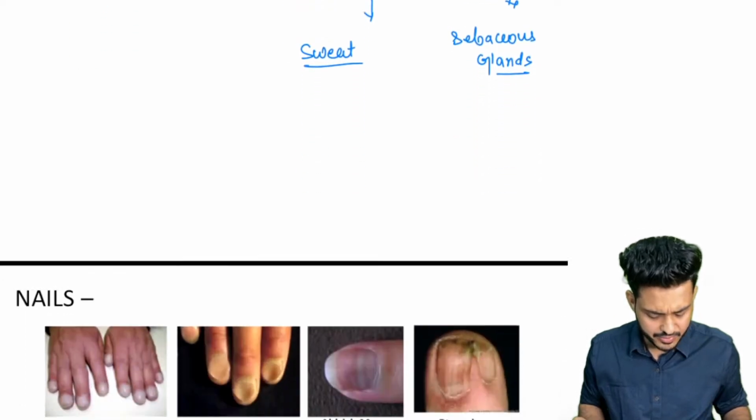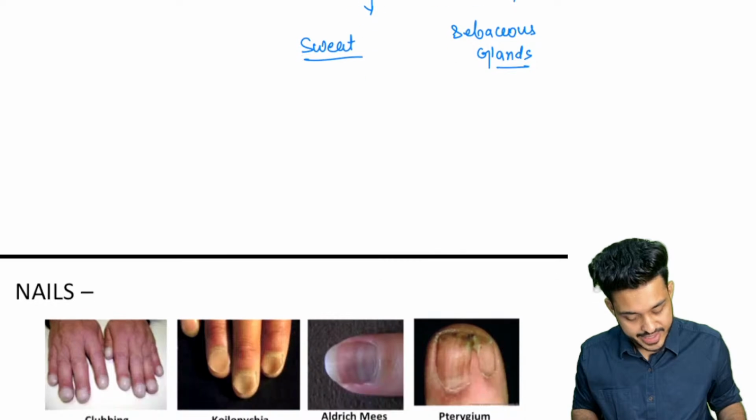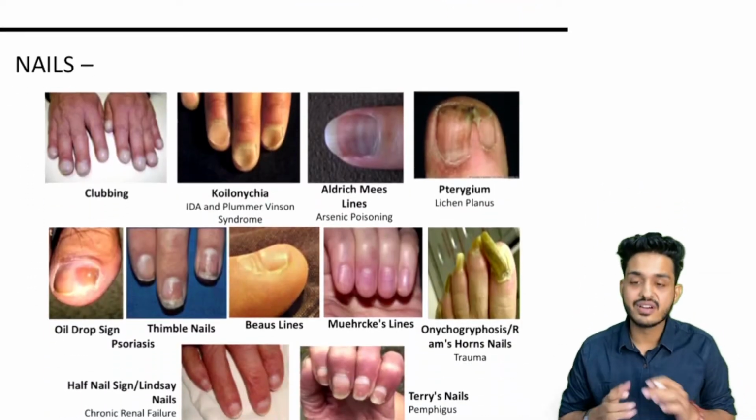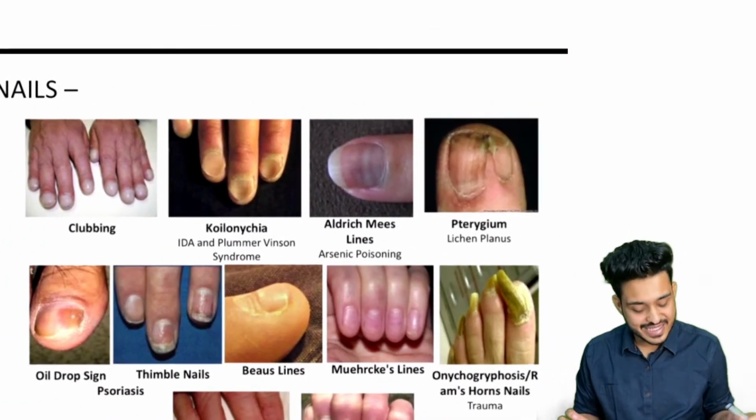So let's see one by one. First, let's start with the nails. What are the different types of nail changes that we need to look for? So we will talk about nail changes. The first image that you are looking at here is the image of clubbing. You can easily identify clubbing.